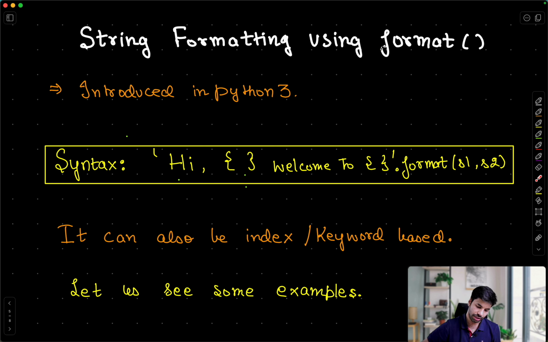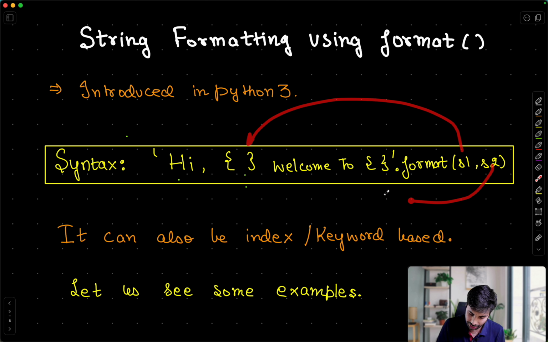Okay, it is actually introduced in Python 3. That's why many people, you will see, are still using that percentage format. So dot format is also a lot easier. We just have these blanks directly here, and in the format we basically specify what exactly we want. So this gets added here, and this gets added here.